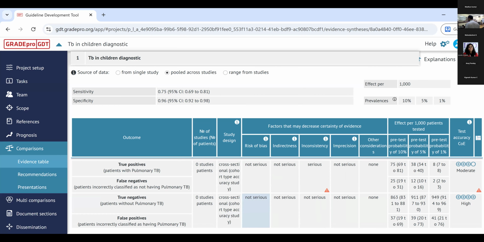Okay. So based on this, we have come to the conclusion that for sensitivity, the certainty of evidence that we have is moderate, and for specificity, it is high. Okay. Shall we now go back and see whether ours matches?